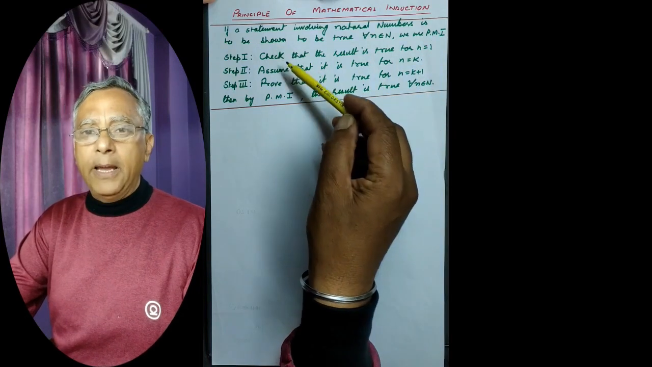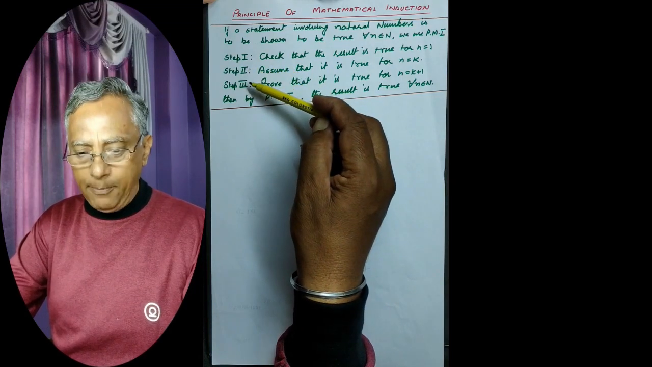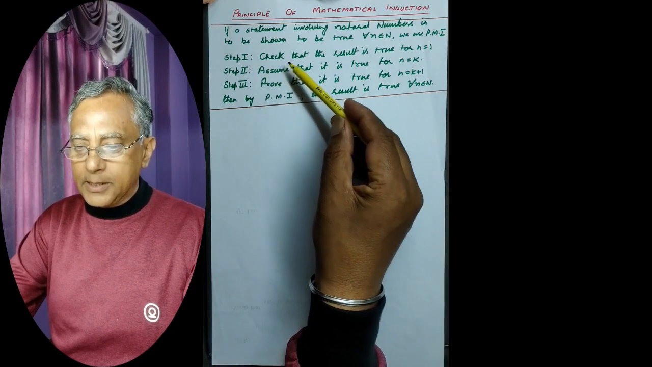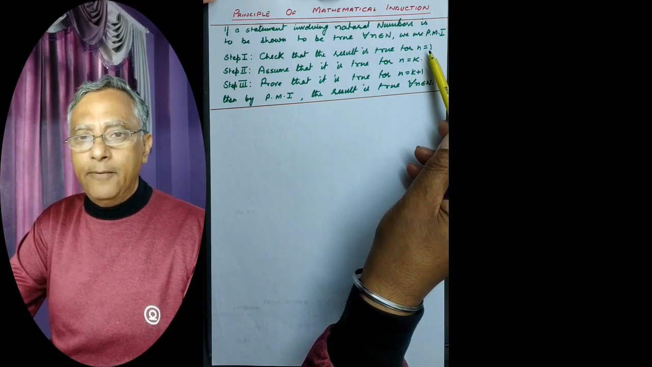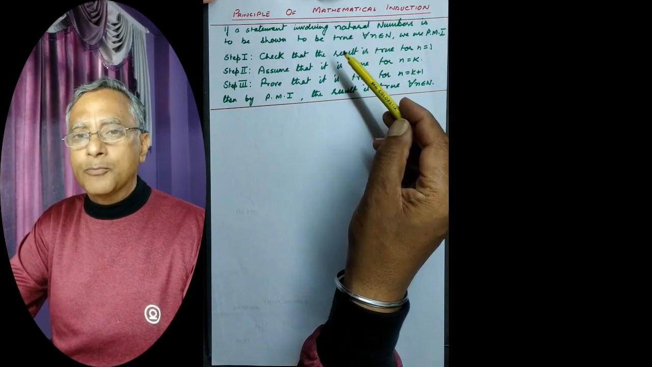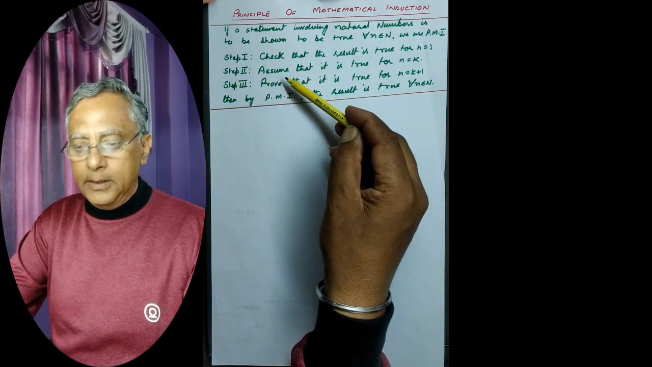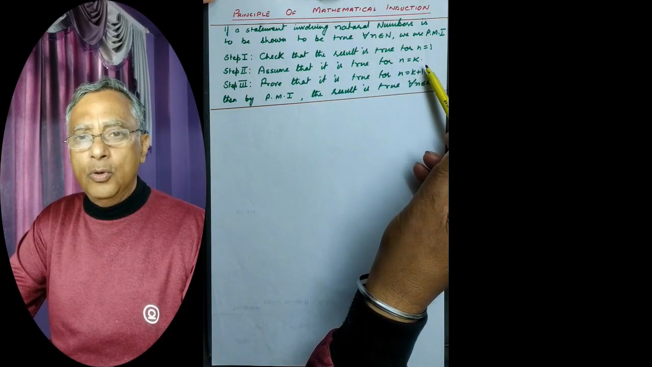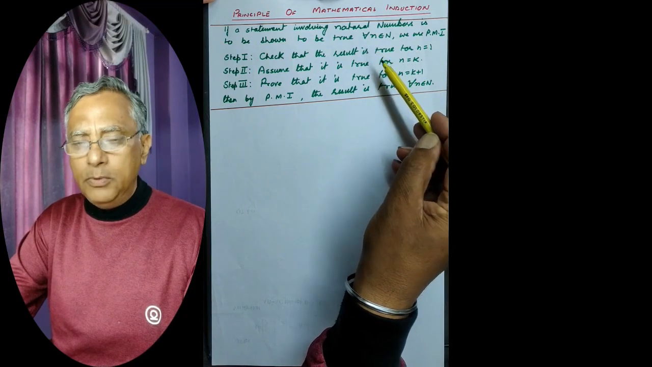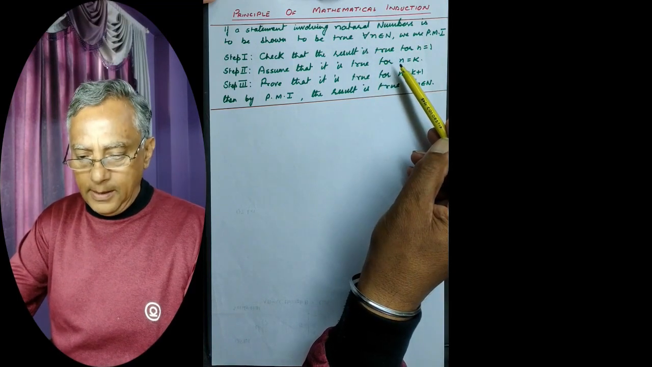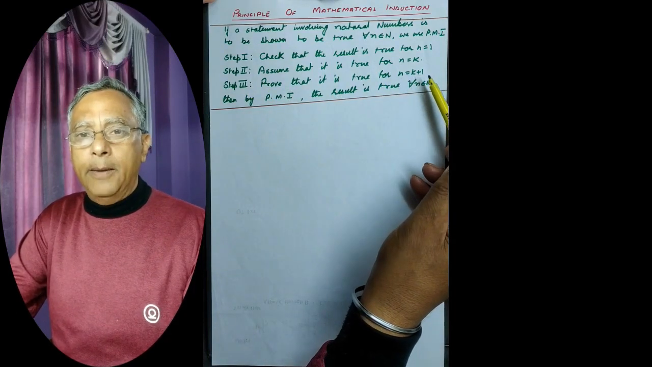To make it simple, I have divided it into three simple steps. Step 1 is check that the result is true for n equal to 1. Put n equal to 1 in the given result and check whether it comes out to be true or not. Step 2 is assume that it is true for n equal to k. Put n equal to k in the given result and assume that it is true. Step 3 is prove that it is true for n equal to k plus 1.